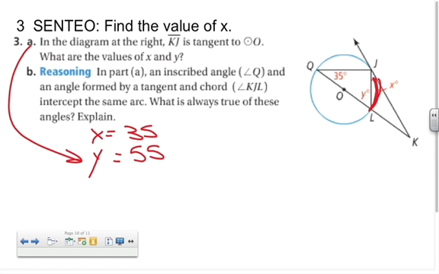Which, if you read ahead and looked at part B, you would have noticed that angle Q and angle KJL, ladies, are intercepting the same arc, and both of them have their vertex on the circle. So those two angles will be congruent.